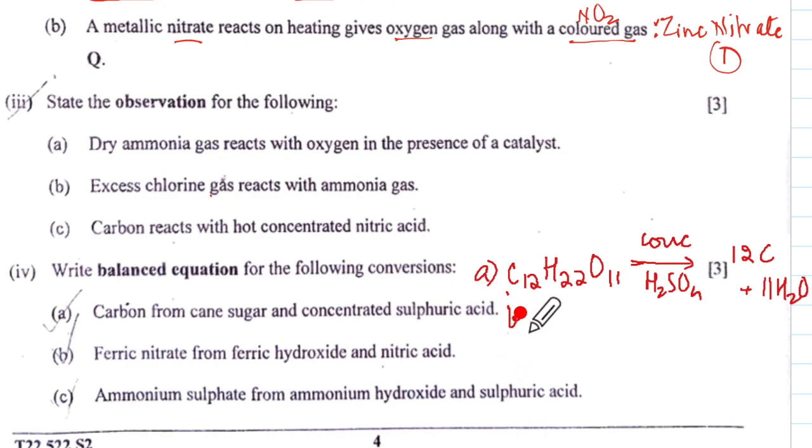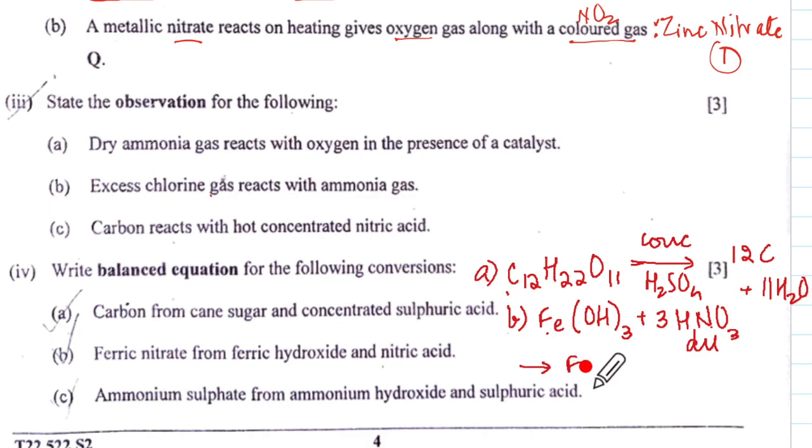What is the B reaction? Ferric nitrate from ferric hydroxide and nitric acid. What is ferric hydroxide? Fe with 3 plus valency. So it will be Fe(OH)3 plus we will need 3 HNO3 dilute. And that would give us, Fe will take NO3, so it will become ferric, that means Fe(NO3)3. Plus 3H and 3OH means 3H2O. So you get 1 mark for this, you get 1 mark for this.